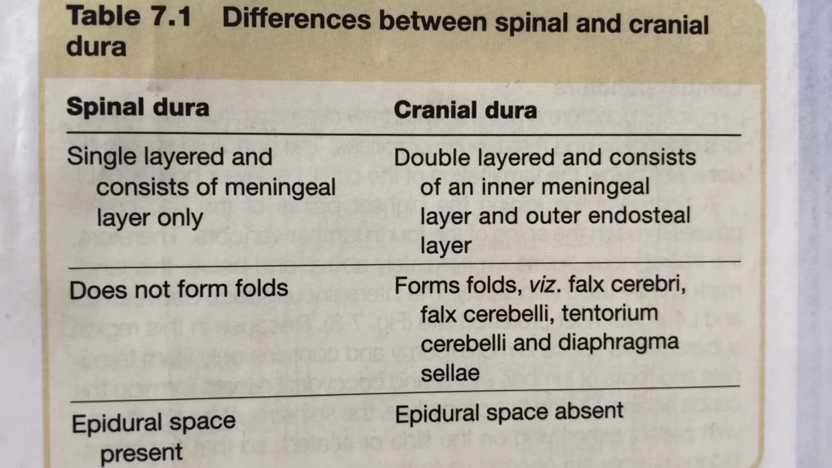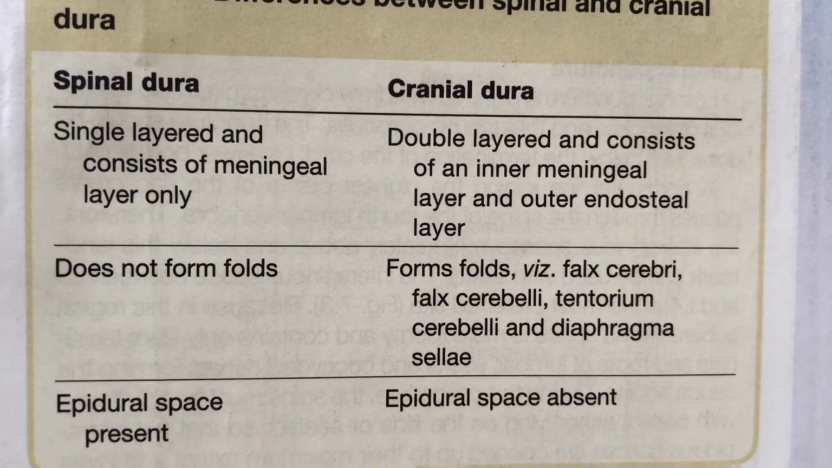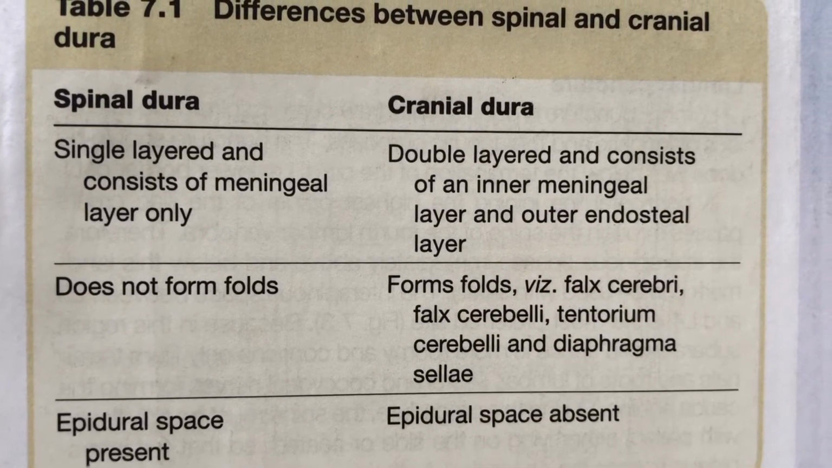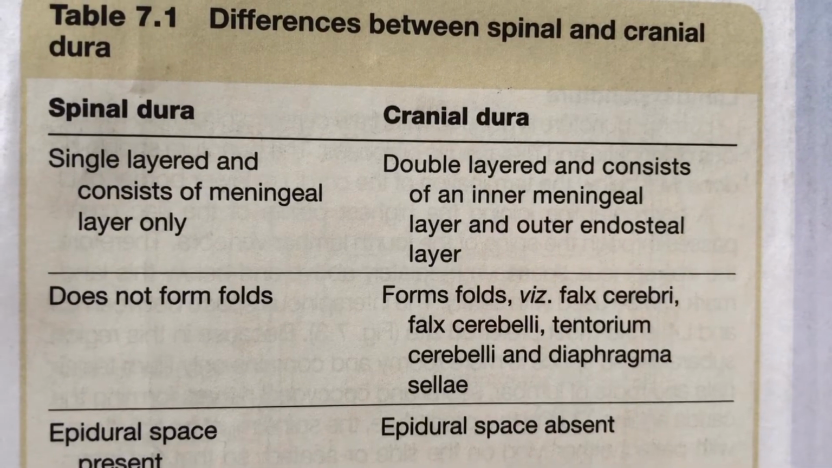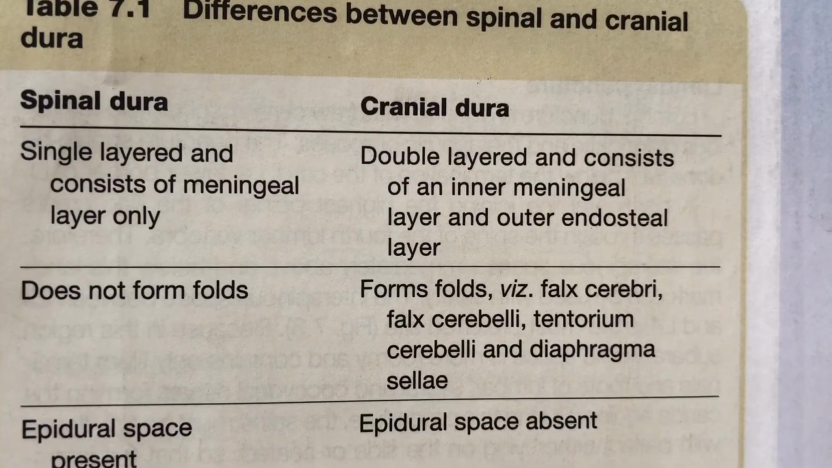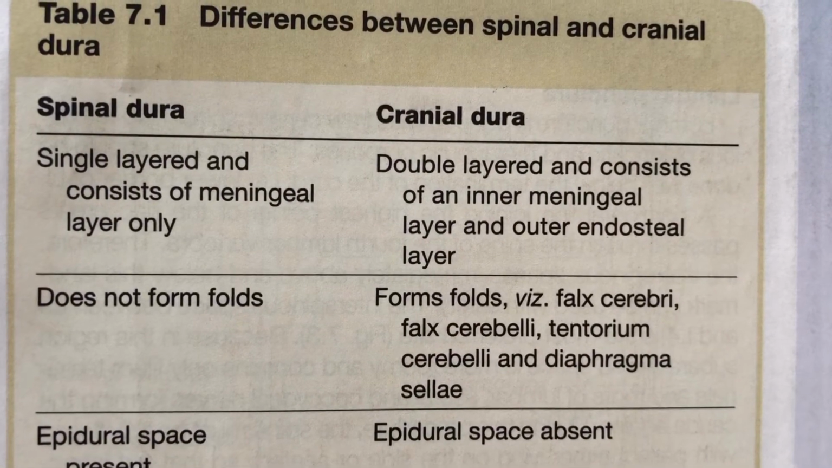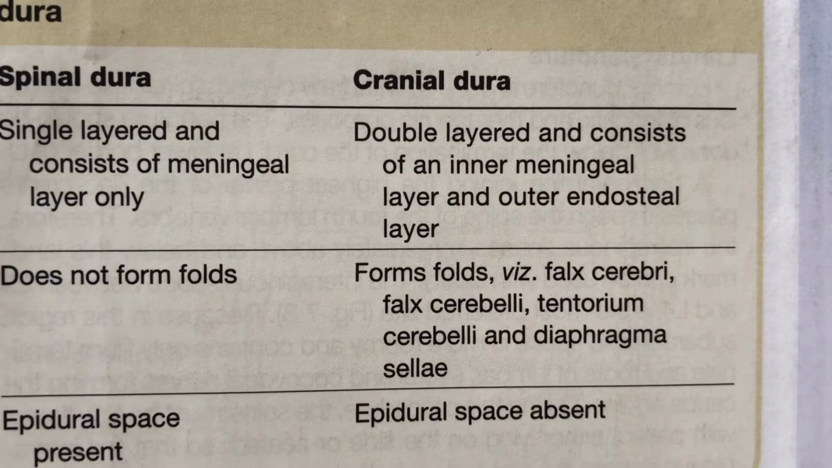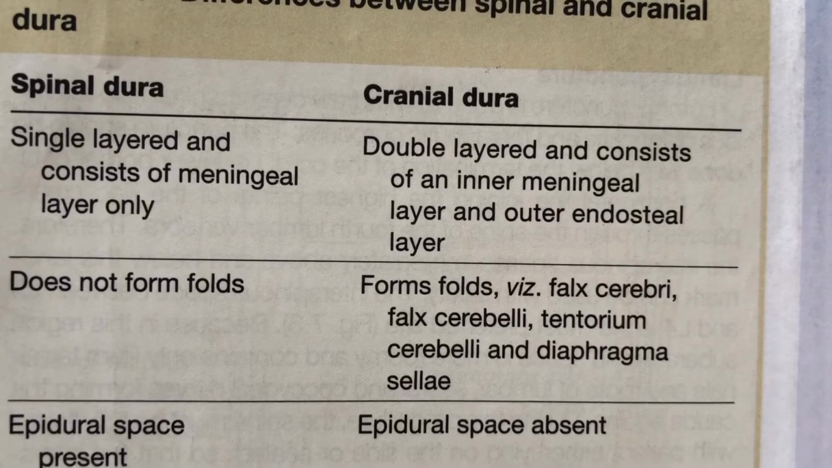Next, the differences between the spinal and the cranial dura are very important and they are very frequently asked. In the spinal dura, there is only a single layer, which is meningeal layer, and so there is a formation of epidural space between the vertebral canal and the spinal dura. Whereas the cranial dura consists of double layer, inner meningeal and outer endosteal. Second difference, spinal dura does not form any folds, whereas we have several folds like falx cerebri, falx cerebelli, tentorium cerebelli and diaphragma sellae in cranial dura. And as the spinal dura consists of only a meningeal layer, there is a presence of epidural space, whereas it is absent in cranial dura.